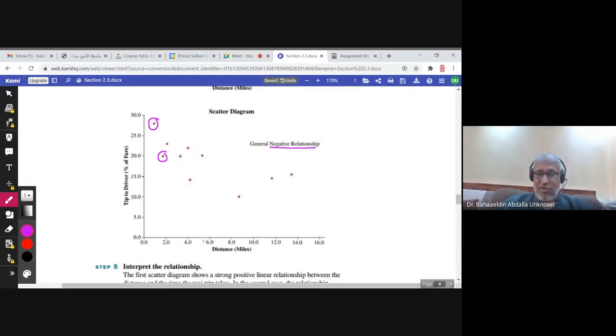It means as x increases, y decreases. I did not expect this. I expected that if the distance increased, the tip would increase because the driver maybe went more distance. But unfortunately, here the tip decreases as distance increases.